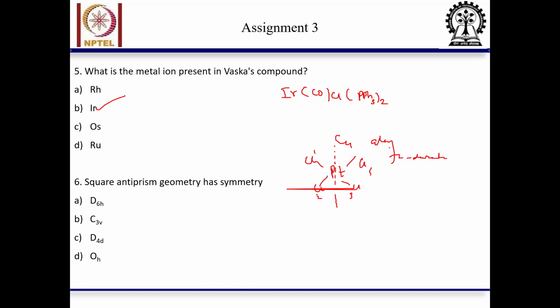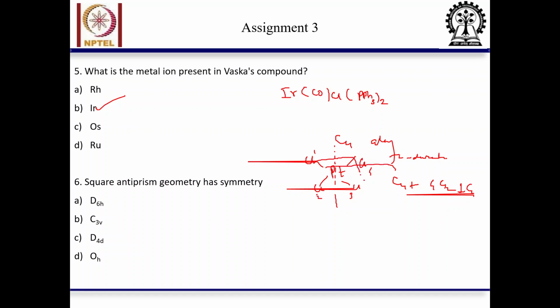So we have here C4 plus 4 C2 perpendicular to the C4, right? So this is called D4, right? And we have one plane, basically one horizontal plane.